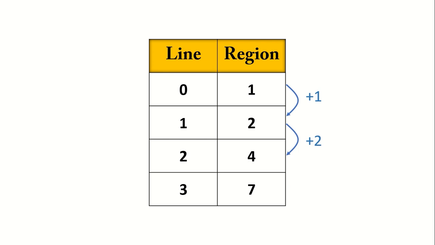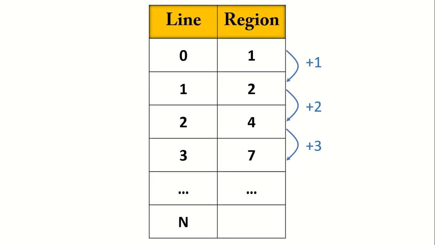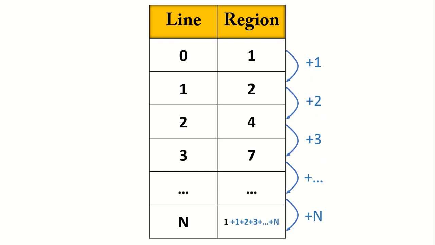And if I have three lines, we have three increments in the regions. So it is realized that if I have n lines, we have n increments in the regions. So the region's number is 1 plus 1 plus 2 plus 3 plus etc. plus n. So the pattern is 1 plus the sum of the numbers from 1 to n.